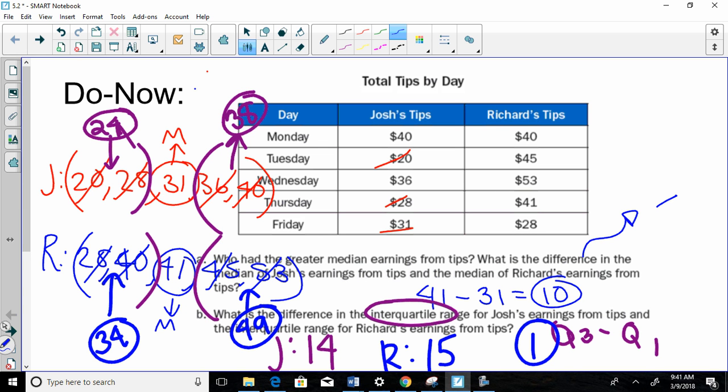Cool. Okay, so today we're going to be doing the next part of this unit. Has anyone ever heard of dot plots where you put a dot for each little thing? And histograms, where the little boxes? That's what we're going to be working with today.